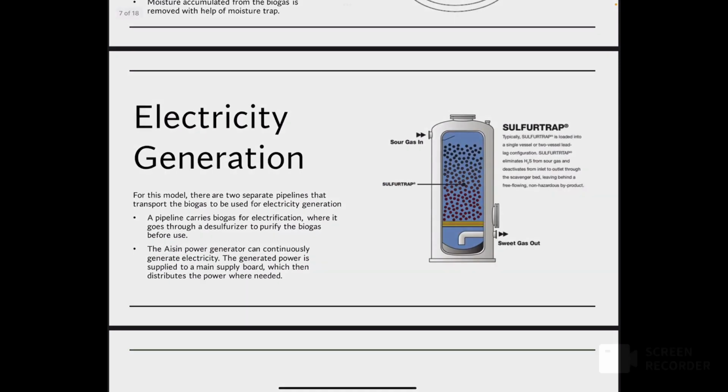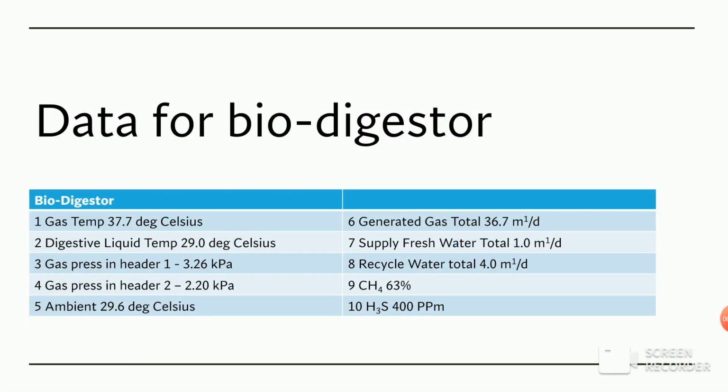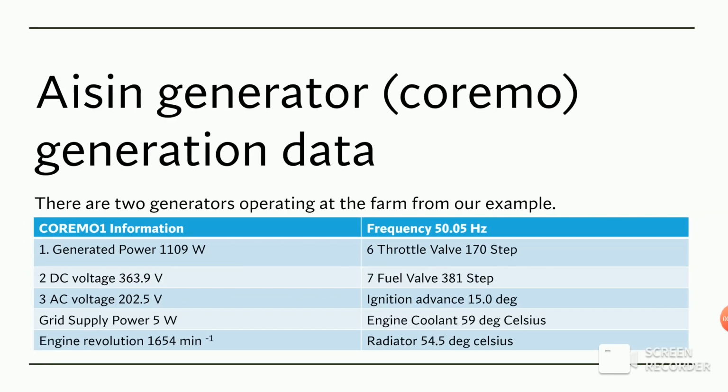Electricity generation. Now that we've gone over the collection data, this is the information that we're able to gather from our biodigester generators. So we have the gas temperature, digester liquid temperature, gas pressure at headers 1 and 2, the ambient temperature, generated gas total, supply freshwater total, recycled water total, methane percentage, and the sulfur reading.